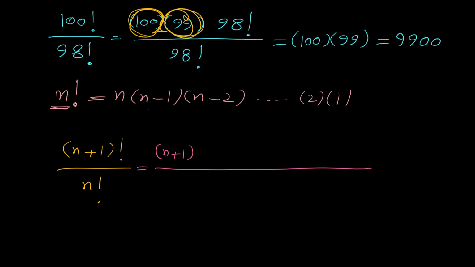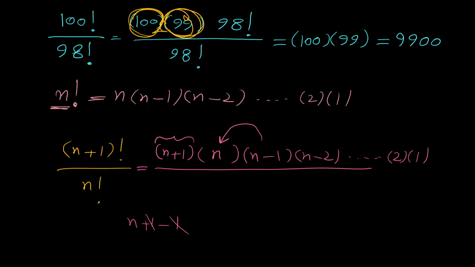What do we have to put in the next bracket? 1 unit less than this. n plus 1, 1 unit less: the 1 with 1 cancels, so we have n here. In the next bracket, we have 1 unit less than the previous one. Here is n. What is the next term? n minus 1, n minus 2, and this goes up to 2, 1.